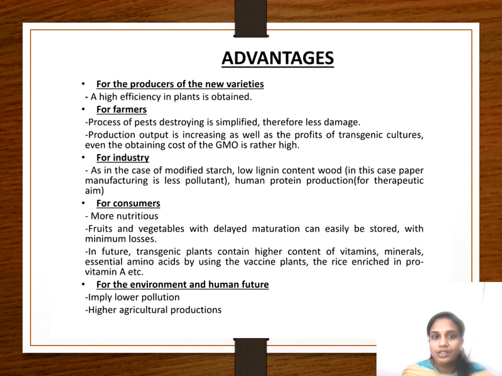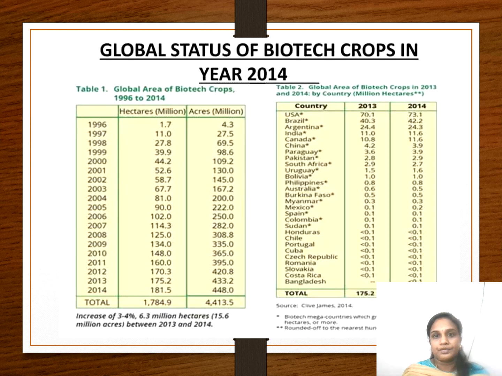help in human protein production, etc. For consumers, more nutritious fruits and vegetables with delayed maturation can easily be stored, thereby with minimum loss. In future, transgenic plants will contain higher content of vitamins, minerals, essential amino acids. By using vaccine plants, the rice enriched in protein, vitamin A, etc. For the environment and human future, it implies low pollution and higher agricultural production.